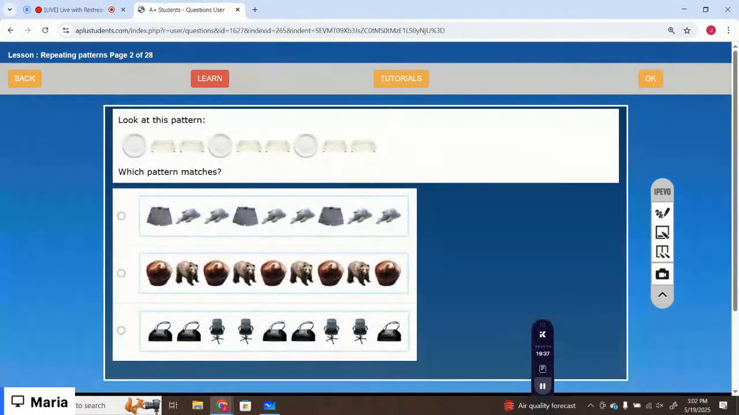Look at this pattern. Which pattern matches a plate and two sofas, another plate, another sofa, another plate, and a bed? Which pattern matches? Option number one is the correct option. There is a short one and two, right? Option number one is the wrong one.